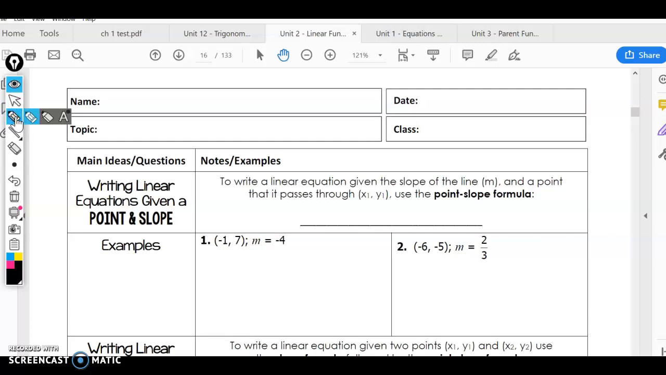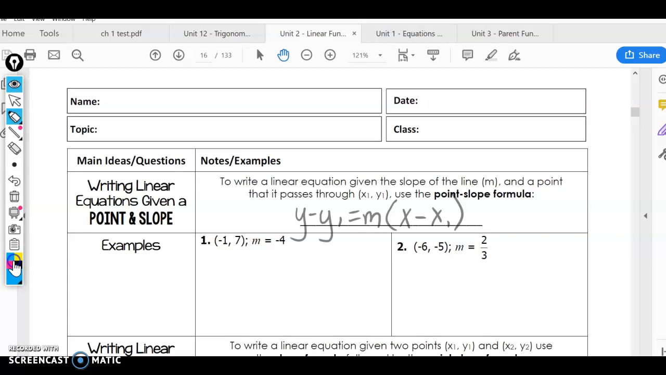Hi guys, today's video is a couple things: writing linear equations using point slope form. We might be talking a little bit about standard form and also about scatter plots and linear regression. First, we have to know what the point slope formula is. y minus y1 equals m times (x minus x1), recap from Algebra 1.